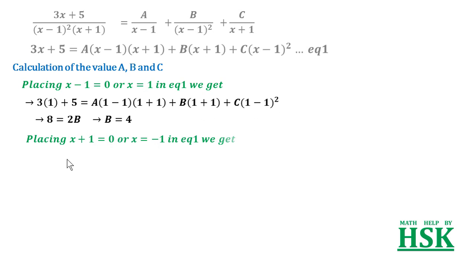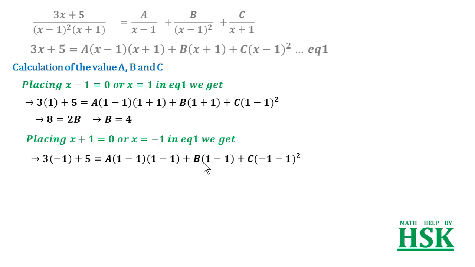Next, placing x + 1 = 0, or x = −1, in equation number 1. So placing x = −1 in equation number 1, I'm going to get 3 into (−1) + 5 is equal to A into (−1 − 1)(−1 + 1) plus B into (−1 + 1).